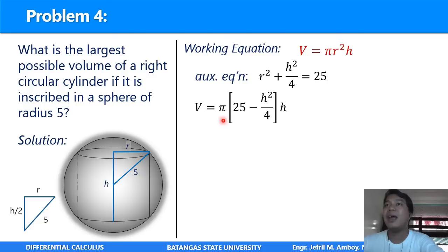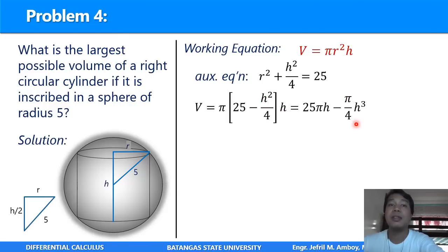So, ito na yun, pi r squared and then h. Again, saan po nanggaling ito? Ito yung expression mo ng r squared in terms of h na galing sa auxiliary equation. So, we now have the function v as a function of h alone. So, ano ang next step? Kung gusto mo, i-distribute mo yan para maging 25 pi h minus pi h cubed over 4, kasi h times h squared is h cubed over 4. So, pi h cubed over 3.